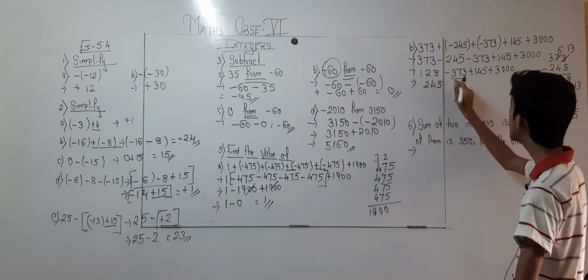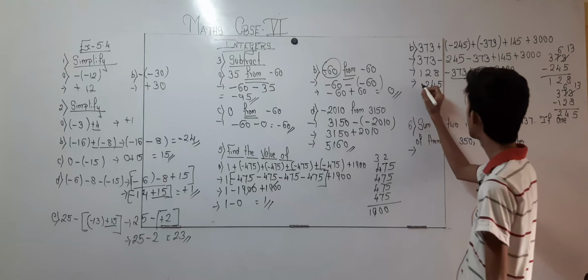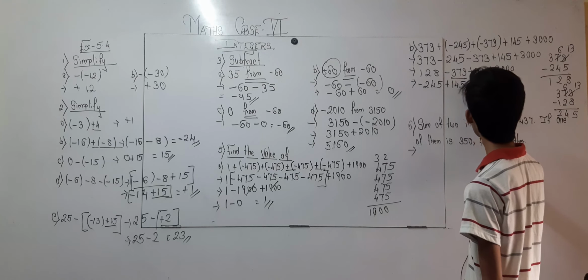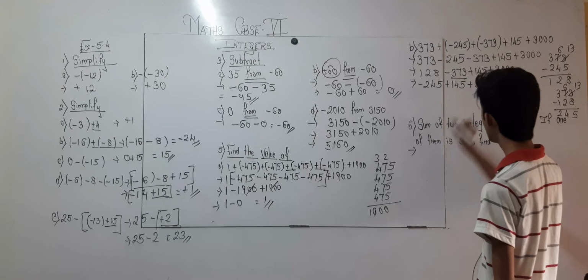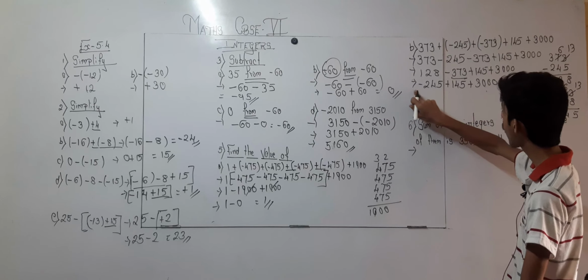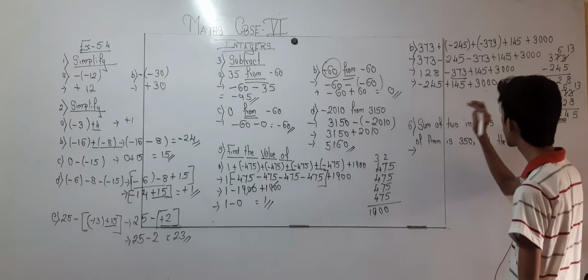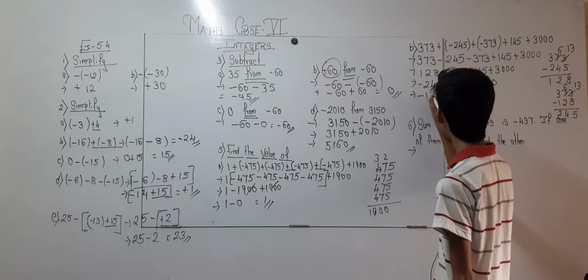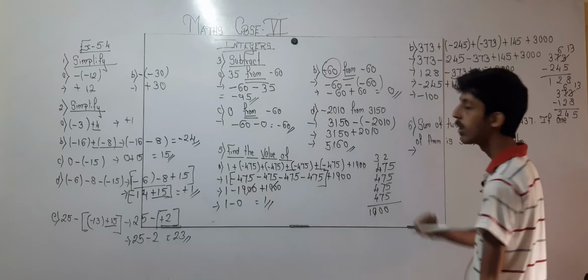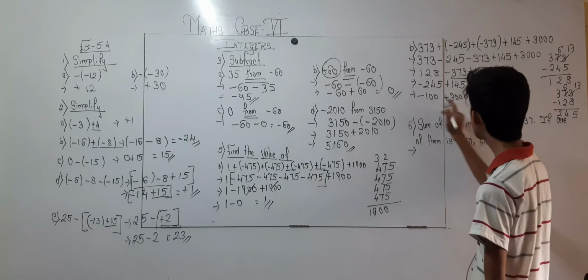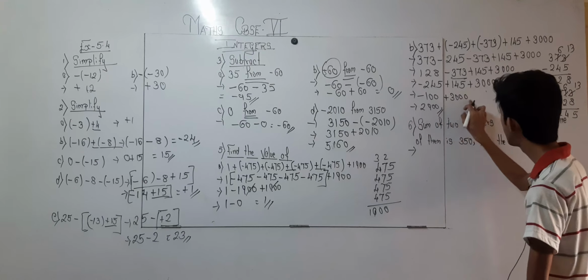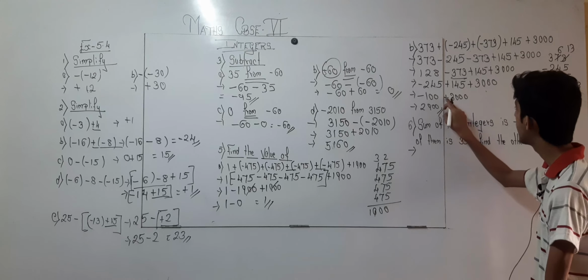But 373 is the greater number which has the minus sign. So over here it is minus 245 plus 145 plus 3000. Now again over here minus 245 plus 145, so we have to do the subtraction again. So 245 minus 145 will give me minus 100. Okay, plus 3000. So minus 100 plus 3000 will give me 2900. It will be positive because 3000 has the greater value, that is the plus sign.